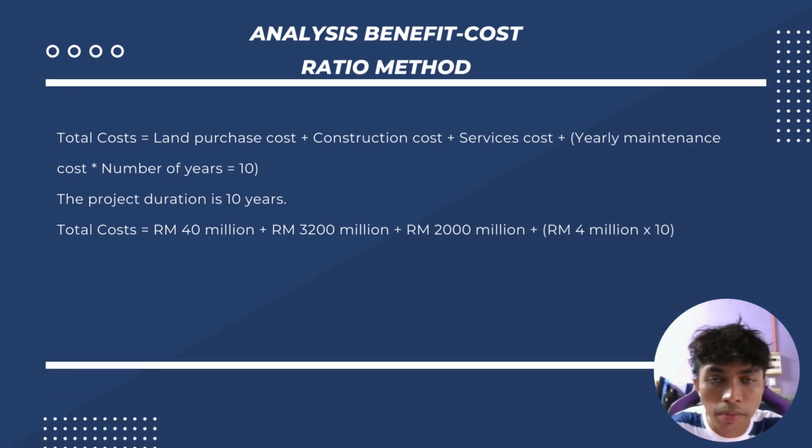And for the analysis of the benefit cost ratio method, to calculate the total cost, we must use the formula: land purchase cost plus construction cost plus service cost plus yearly maintenance cost, times the number of years. Our project duration is 10 years, and from this we can get the total cost.